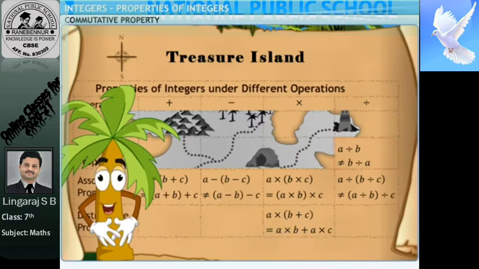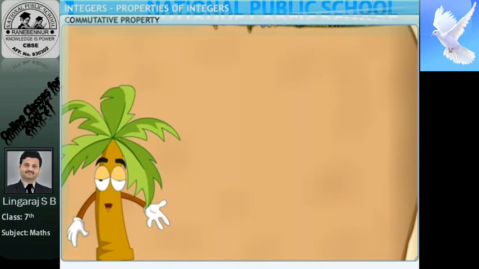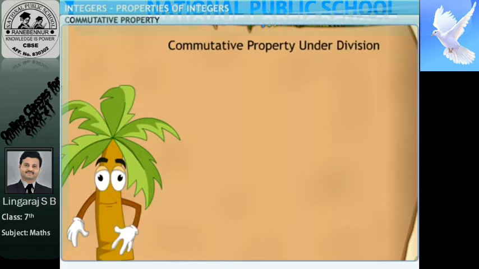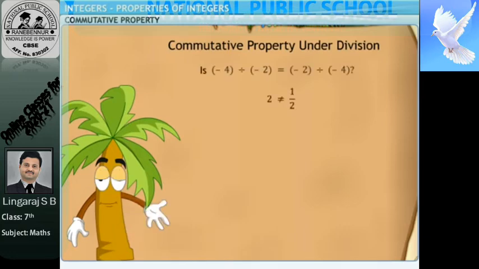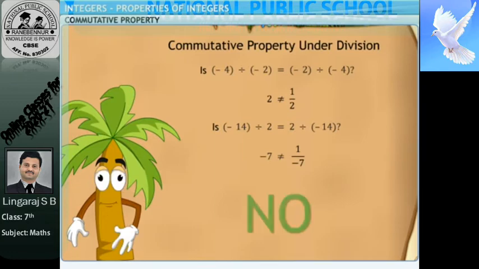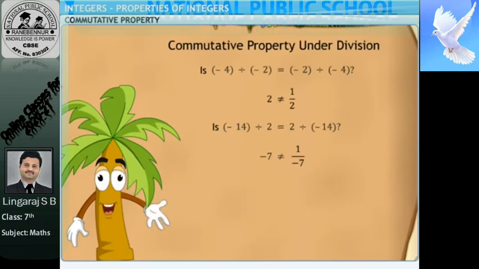Hey, we're nearing the end of the second lap. Now, division is not commutative for whole numbers. Let's see if division is commutative for integers. Take a look. In these examples, we get integers equal to fractions as answers, which is not true. So we can conclude that integers are not commutative for division.